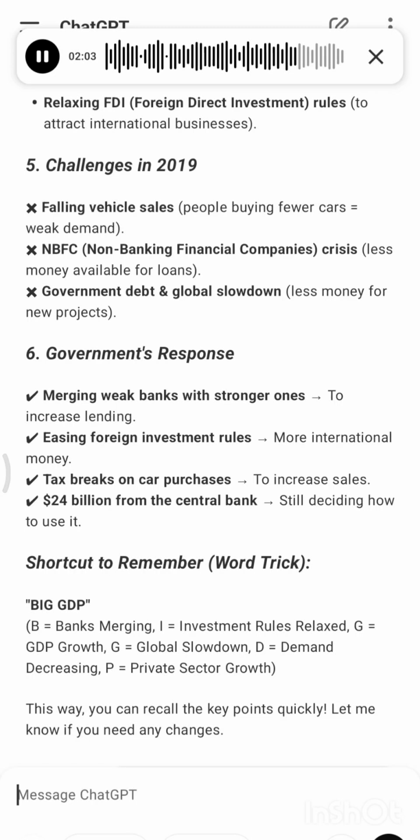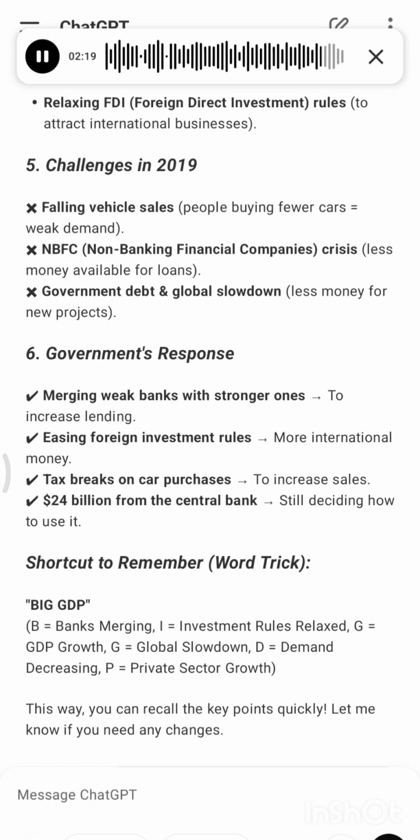6. Government's response: merging weak banks with stronger ones to increase lending, easing foreign investment rules for more international money, and tax breaks on car purchases to increase sales. $24 billion from the central bank, still deciding how to use it.